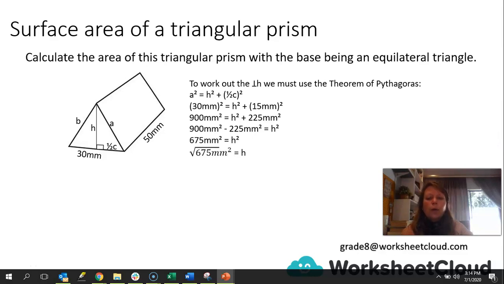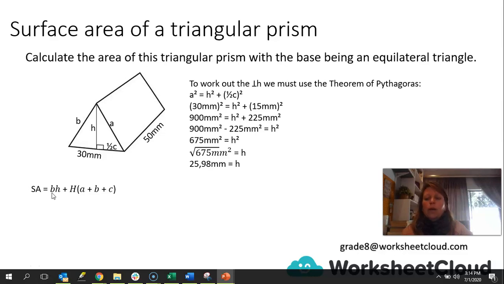We then have to square root 675 millimeters squared to give us h, and it gives me 25,98 as our height. We now have enough information to work out the area of our triangular bases, and we also have enough information to work out our rectangular faces. Remember we looked at what the formula was earlier, so now we can plug in.